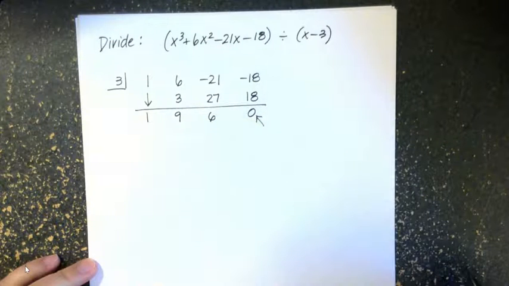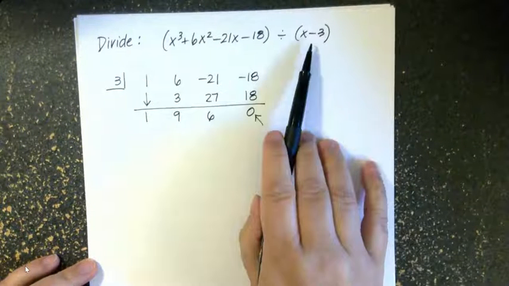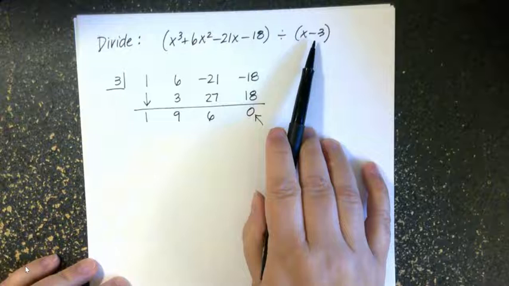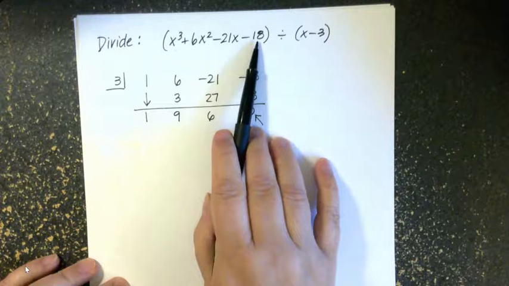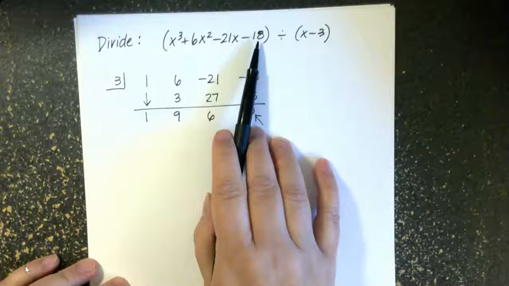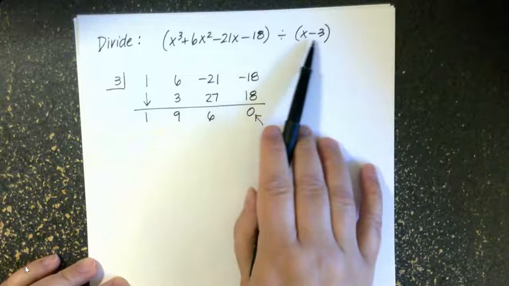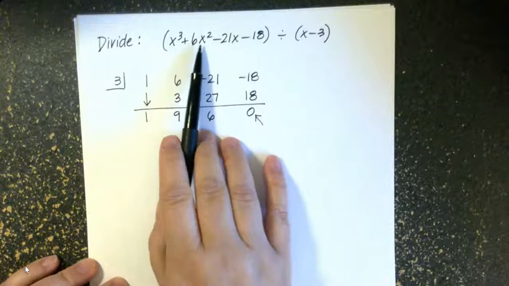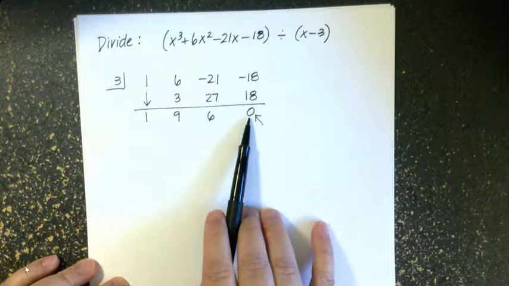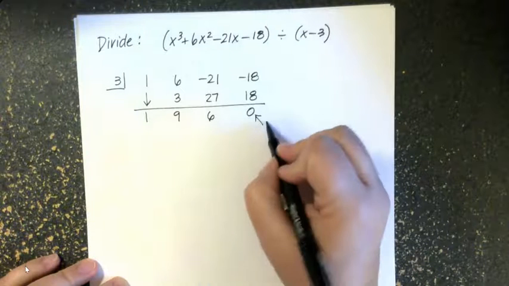What does that tell me? Well, it tells me x minus 3 is a factor of this polynomial. So that's another way this problem could have been phrased. It could have been find out or determine whether x minus 3 is a factor of the polynomial x cubed plus blah, blah, blah. Because this is 0, I found out that yes, it is.